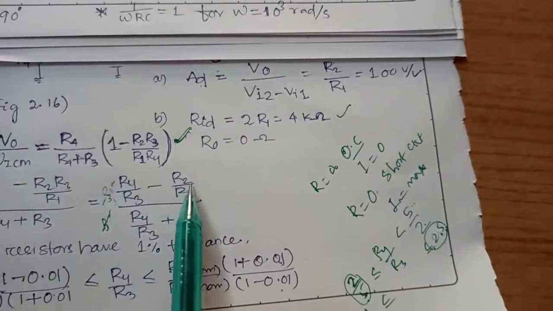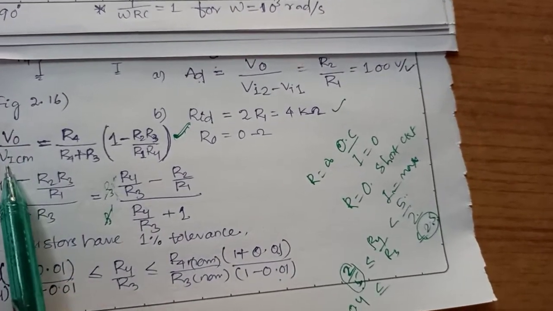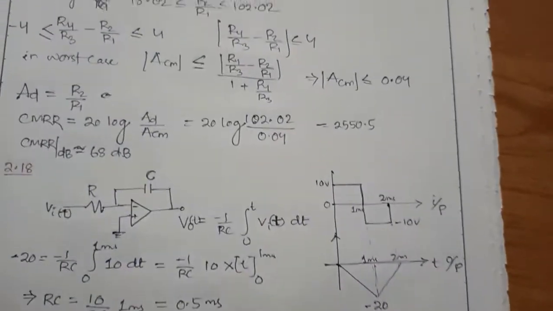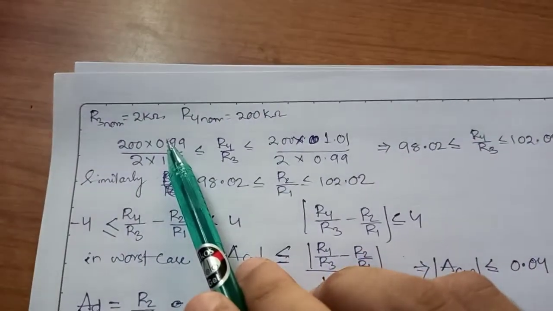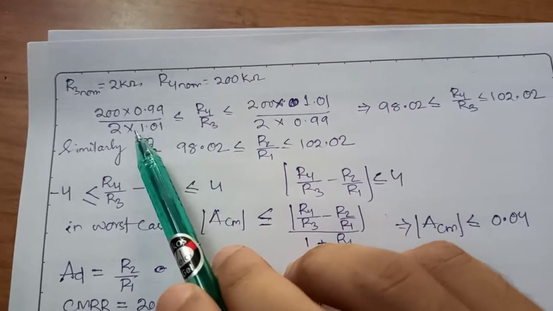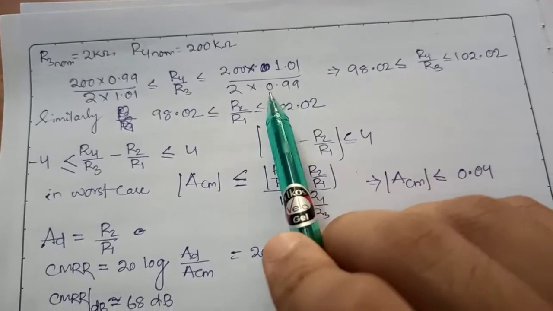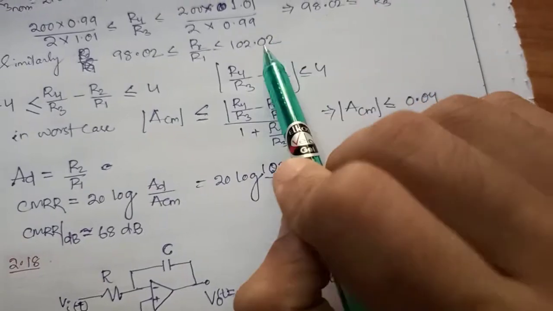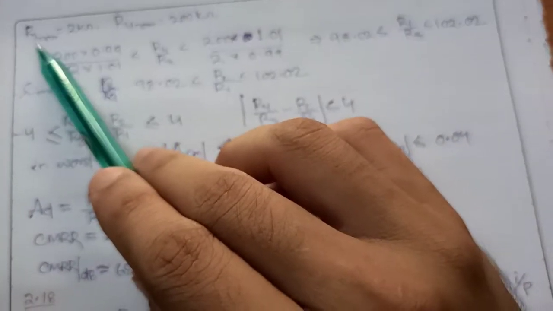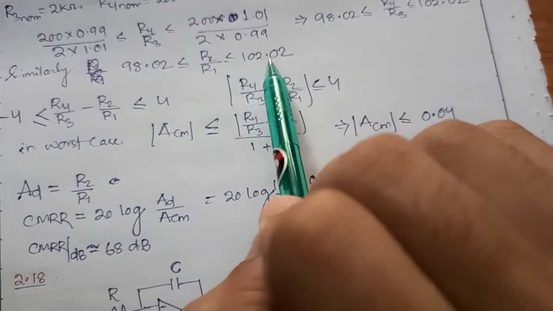Similarly, like in this R4 by R3, if I find the value of R2 by R1, because we have to find all these values, then only can we find our V output upon VICM. So R2 by R1: for R2 by R1 we will put R2 upon R1 into (1 − 0.01) upon (1 + 0.01), then R2 upon R1, (1 + 0.01) upon (1 − 0.01). So I will get my R2 by R1 as 98.02, same 102.02. Because whatever the value of R3, the same value is for R1. That's why this LHS and RHS both are coming the same.